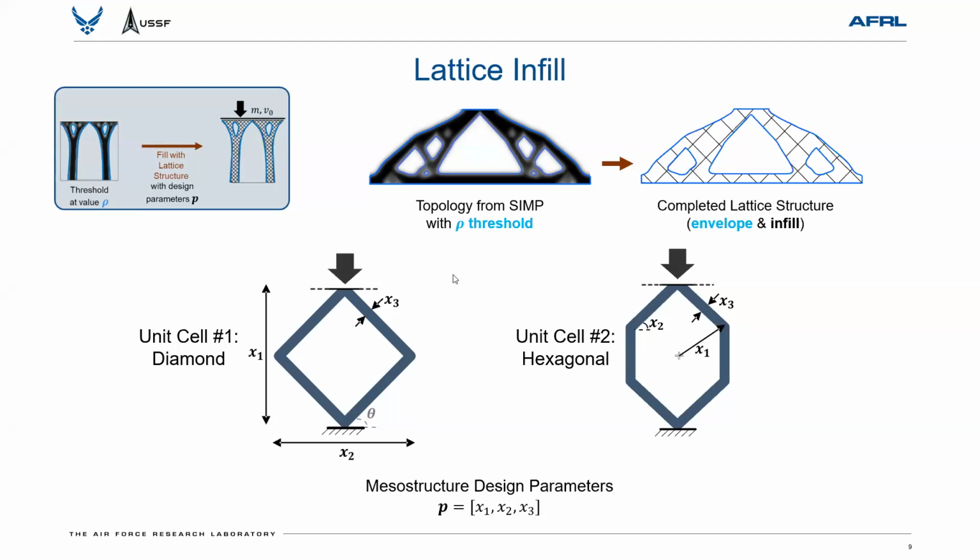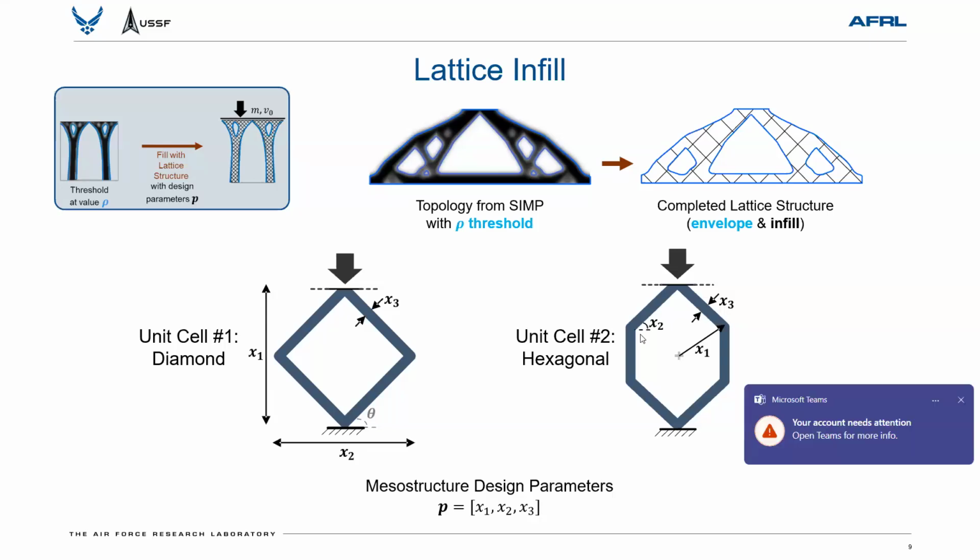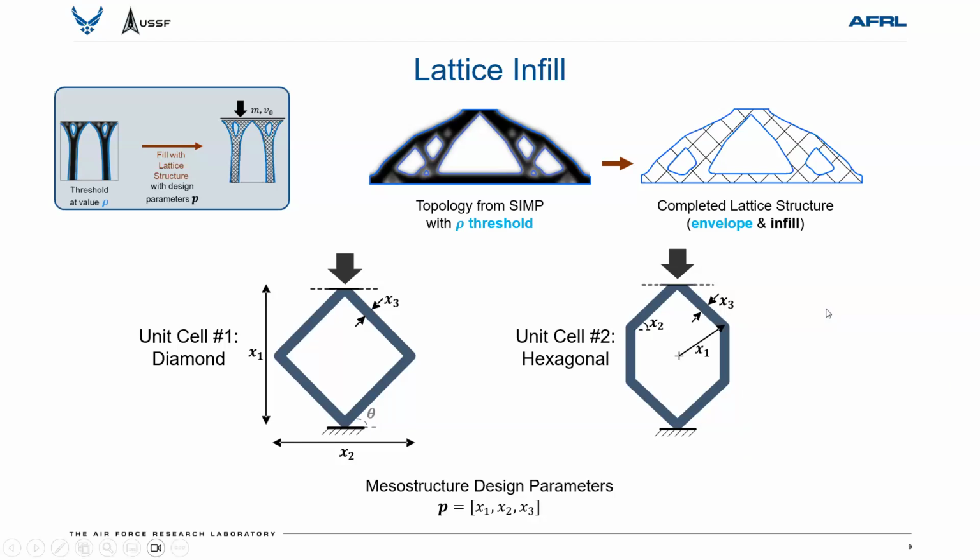I'll just note too that the values that they can take on are constrained based on design for additive considerations. So for example, overhangs are kept to be less than 45 degrees by constraining the ratio, in the case of the diamond, of x1 and x2, and in the case of the hexagon, of just the value x2. Thicknesses are also constrained to be no less than 1 millimeter, which is a very rough rule of thumb for additive. This represents essentially what you could call the mesostructure of the design.